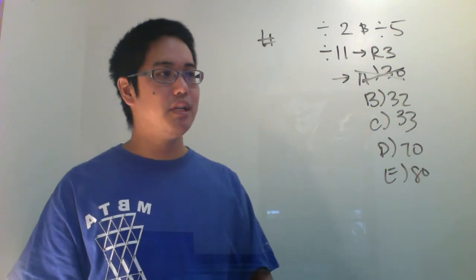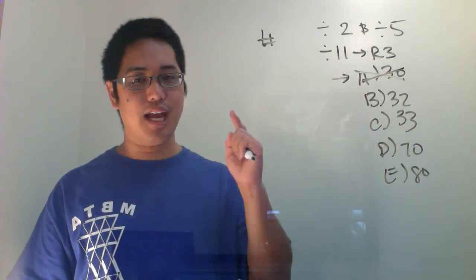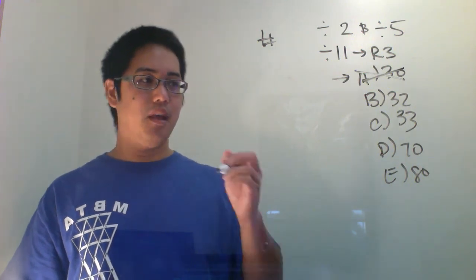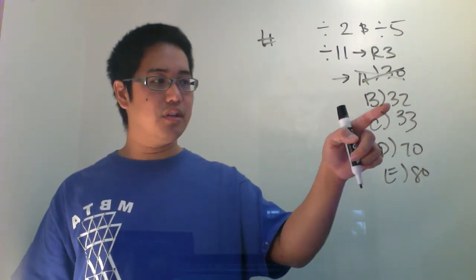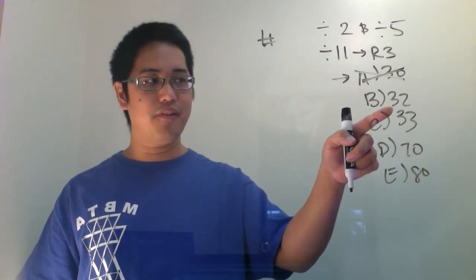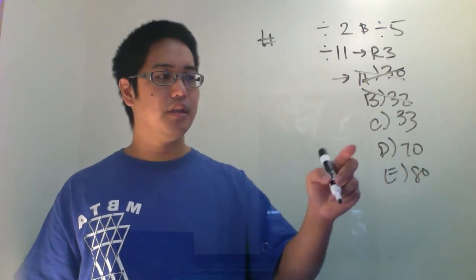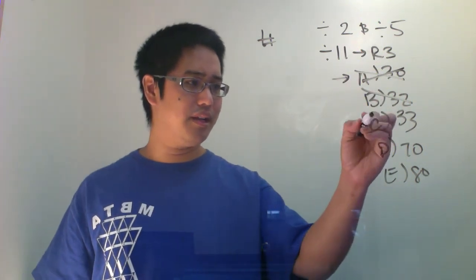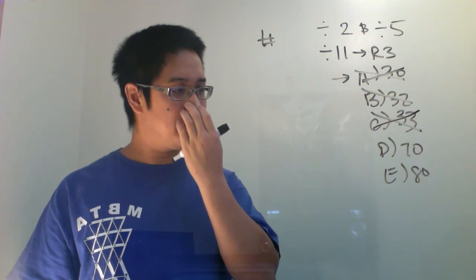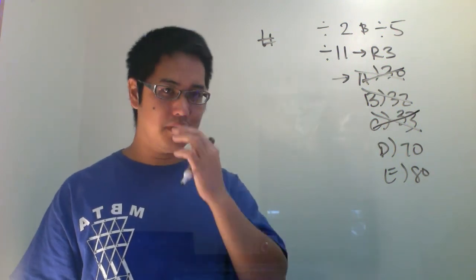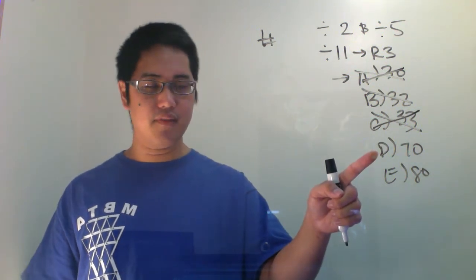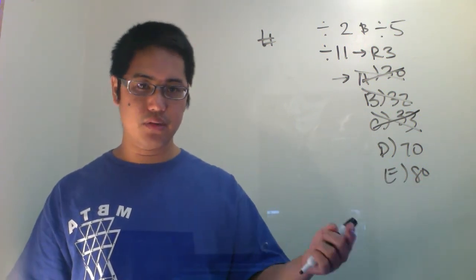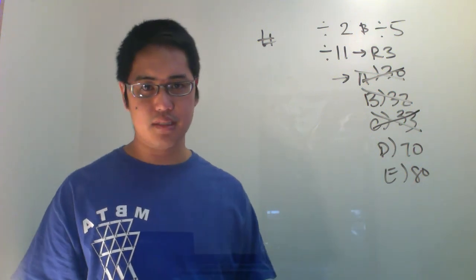Let's solve this problem. If you can divide this number by 2 and 5, it has to have a 0 in the end of it, right? Because like 32, you can divide that by 2, but you can't divide it by 5. 33, you can't divide it by 5 or 2. I have no idea why they gave you that option. Here's the question now. Can I divide 70 by both 2 and 5? Yes, because it has a 0 in the end. So those are the only numbers. So 70 and 80 are good choices.